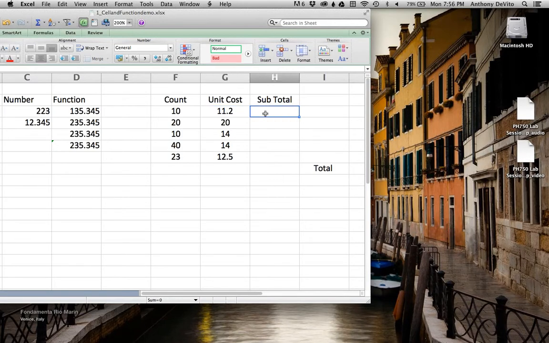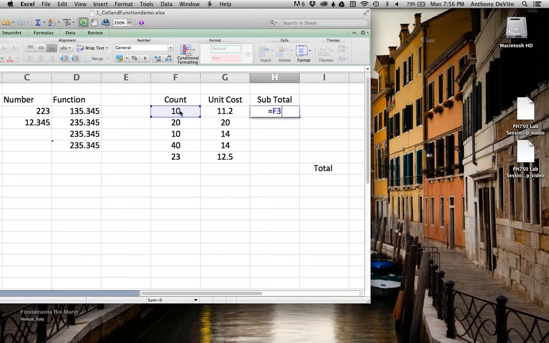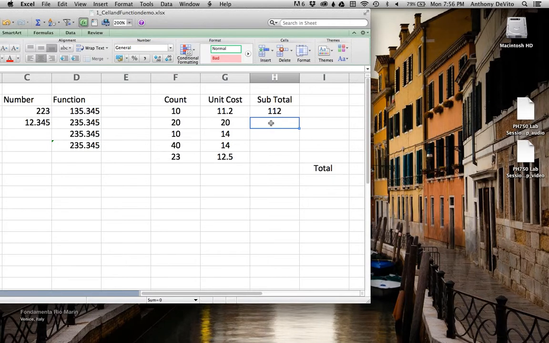So I'm going to click in here, I'm going to put that equal sign in here, and I know I can say, well, I want to multiply those two together to get the subtotal for that particular item. So it's going to be 10 times $11.20. That's going to be $112. Well, now I can repeat that for the next row and the next row and the next row.